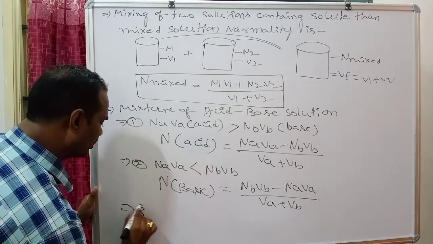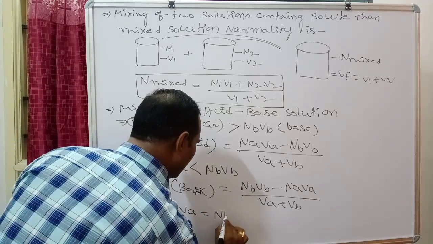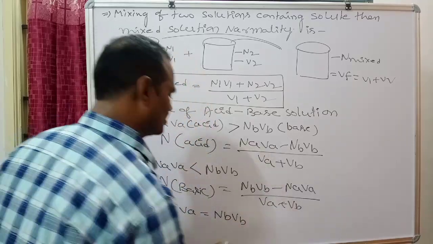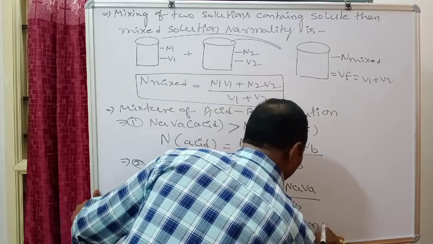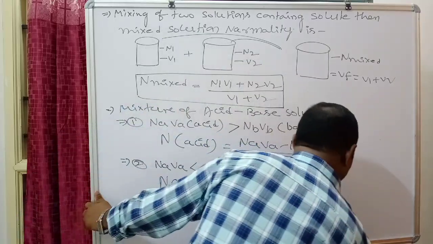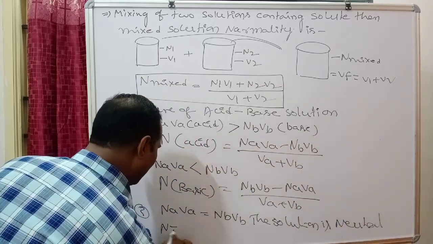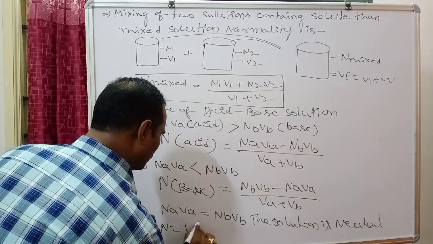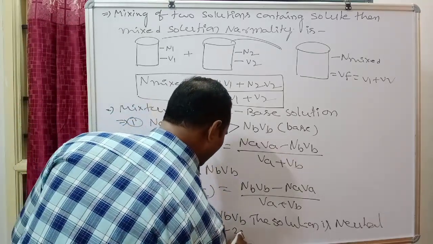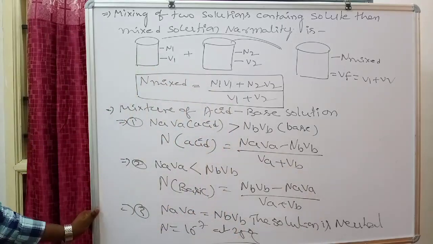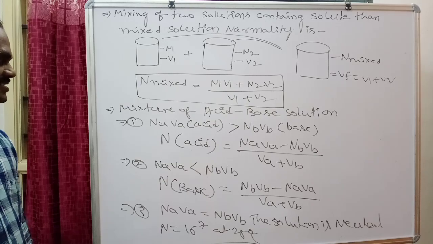Suppose case 3, NaVa is equal to NBVB. The solution is neutral, and its ion constant is 10 to the power minus 7 at 25 degrees Celsius. At 25 degrees Celsius. Carefully see.